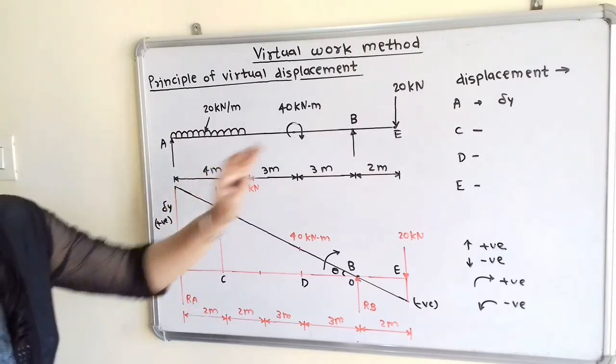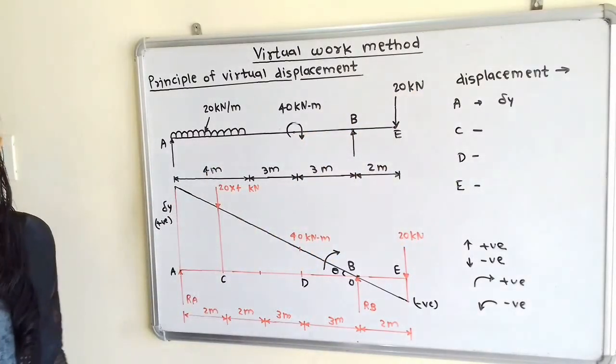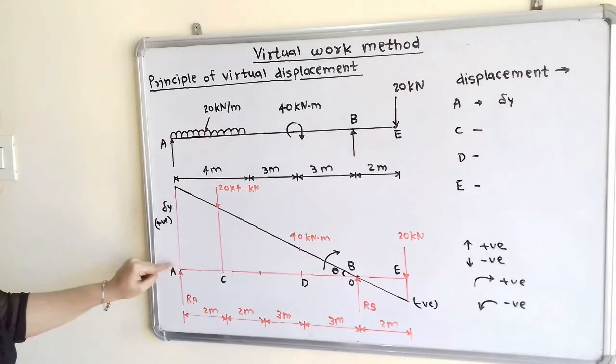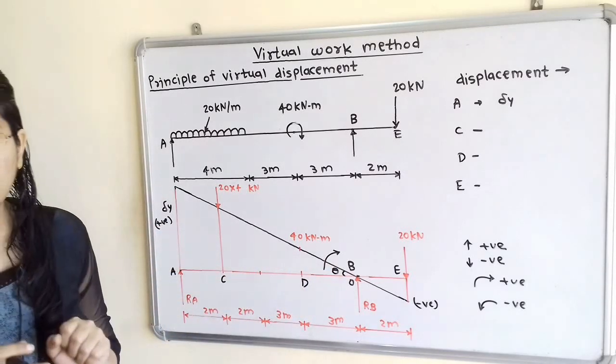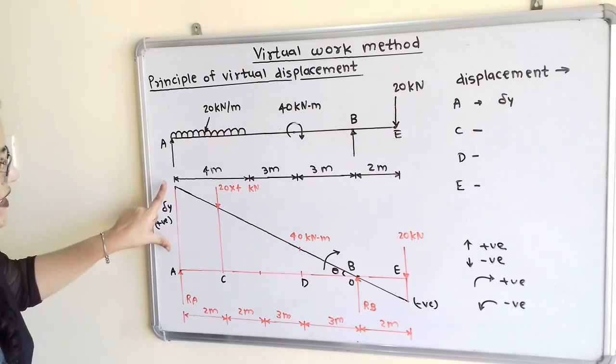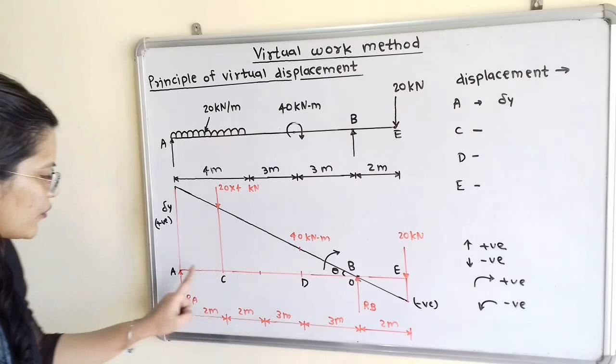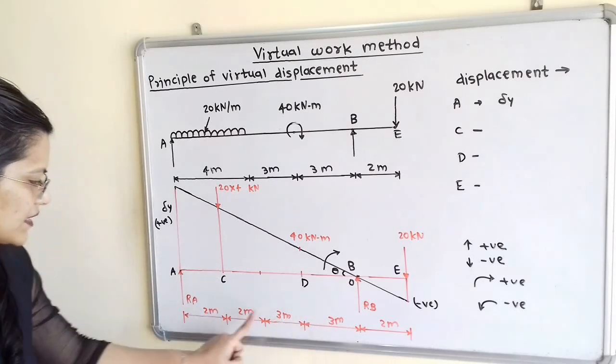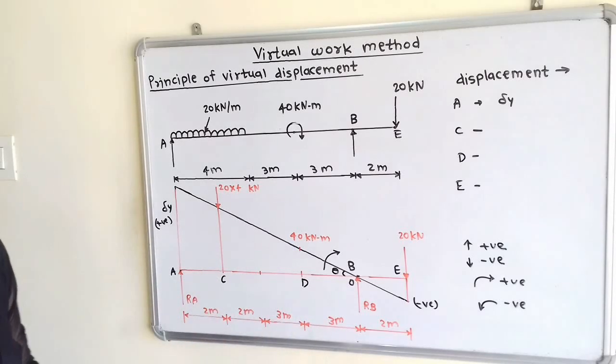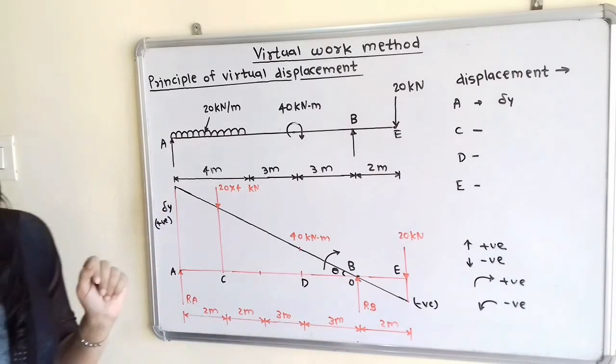Now we will find out the displacement at various points. So at point A, what is the displacement? Displacement is delta y. This is the displacement over this length from point B, if we measure 3 plus 3 plus 2 plus 2, that is for 10 meter the displacement is delta y.